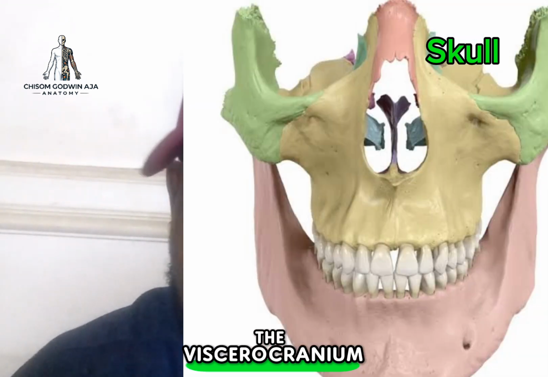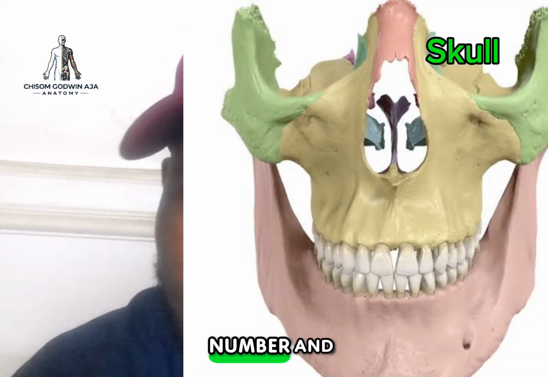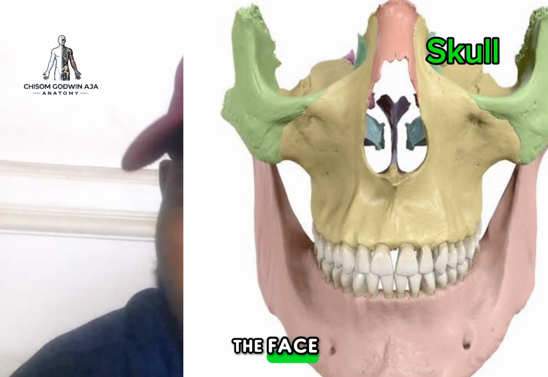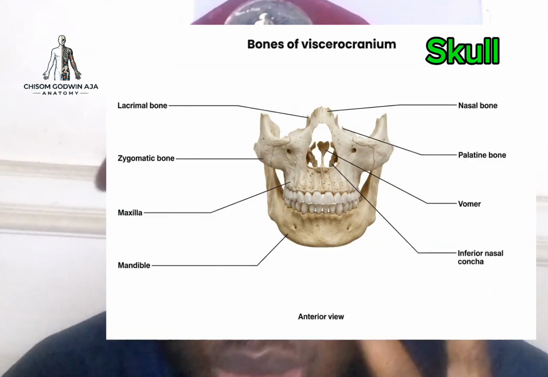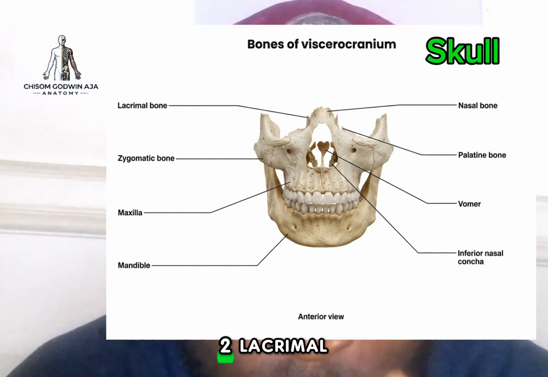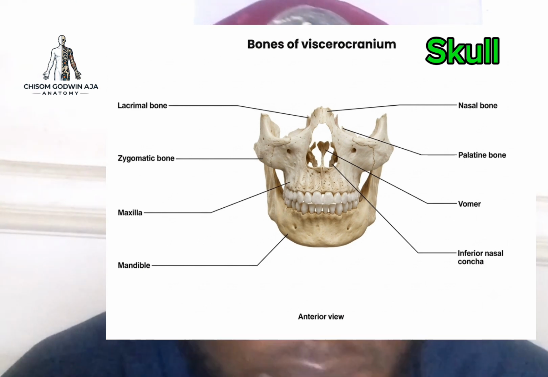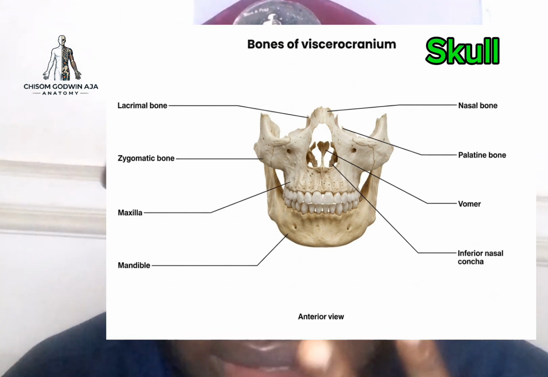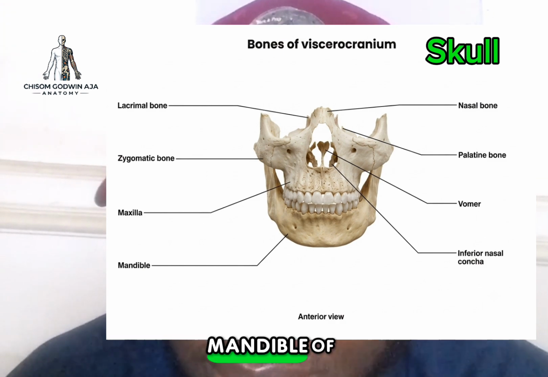The viscerocranium are known as the facial bones. They are 14 in number and they form the face. They are as follows: 2 maxillary bones, 2 zygomatic bones, 2 nasal bones, 2 lacrimal bones, 2 palatine bones, 2 inferior nasal concha bones, 1 vomer and 1 mandible.